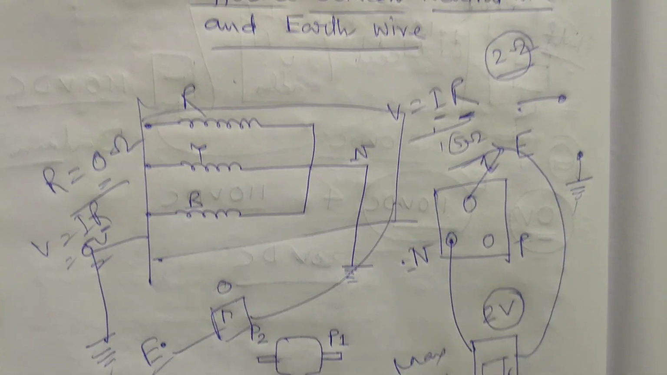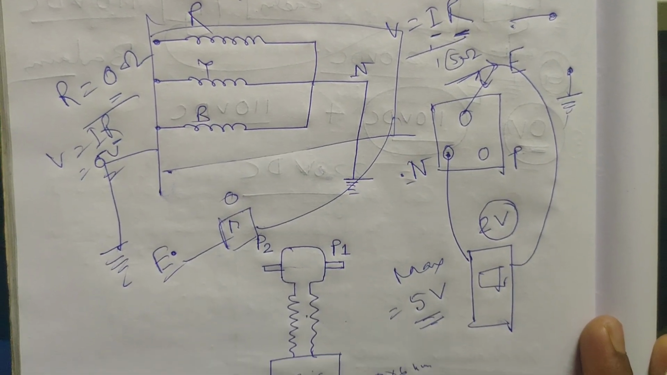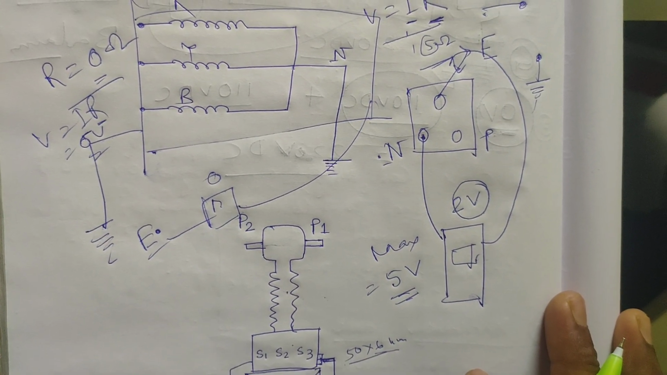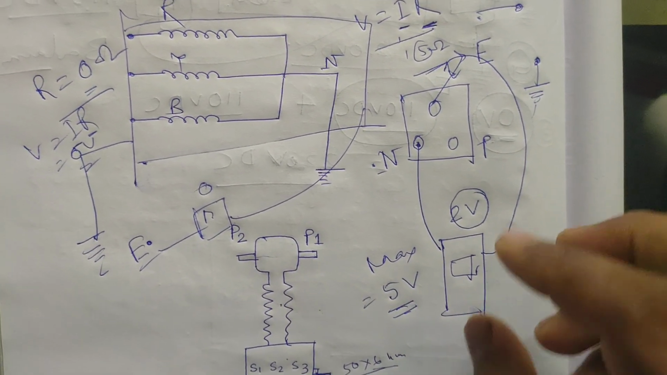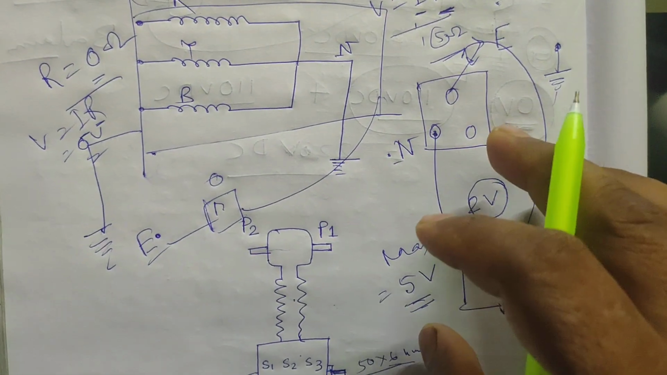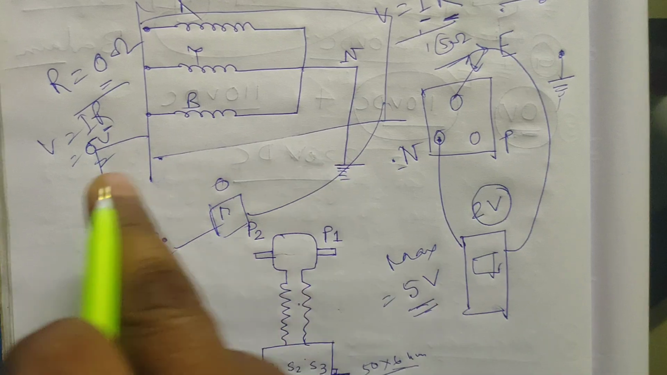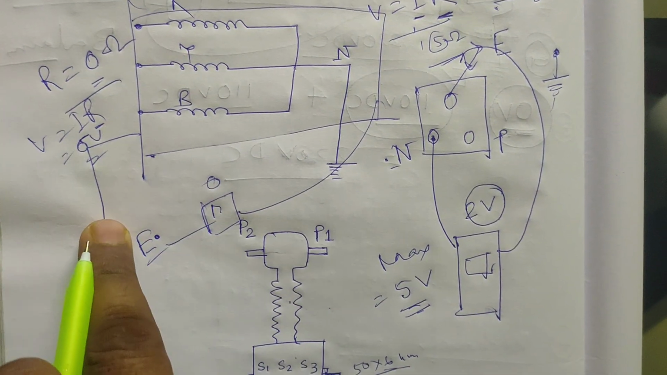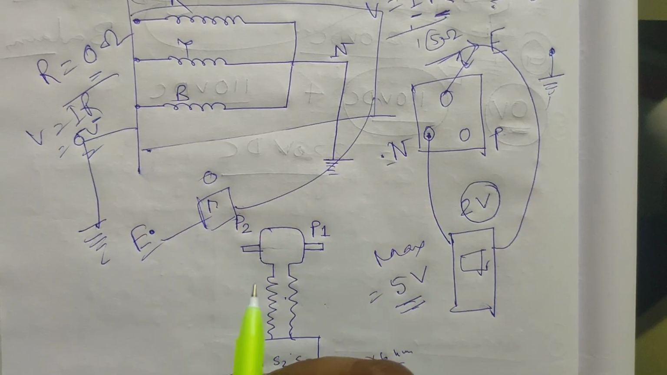So now friends, you understand what the neutral point is and what the earth point is. When you measure the voltage between the neutral point and earth point inside your home, you get some voltage, and you do not get any voltage near the transformers. So you understand it.